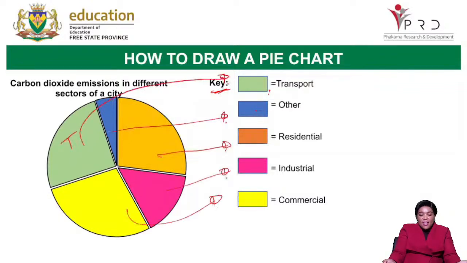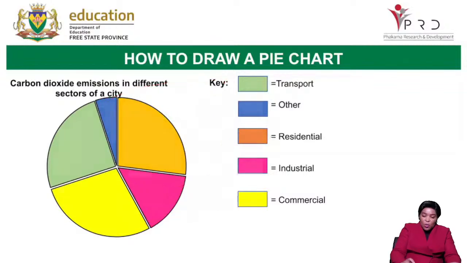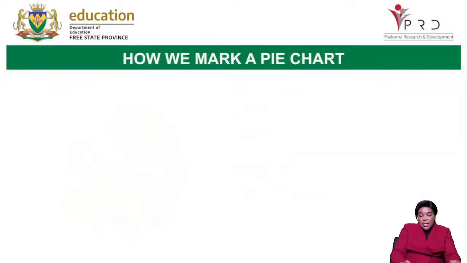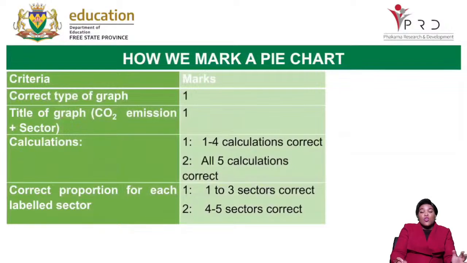So you can use either way, whichever way works for you, depending on the resources that you have when you are writing. But please remember those instruments that you need. Then, what is the criteria for marking a pie chart? You are going to mark the correct type of graph, the title of graph, carbon emission of each sector in South Africa. So carbon emission and sector, they are the variables that are needed in this case. Then you get 1 mark.